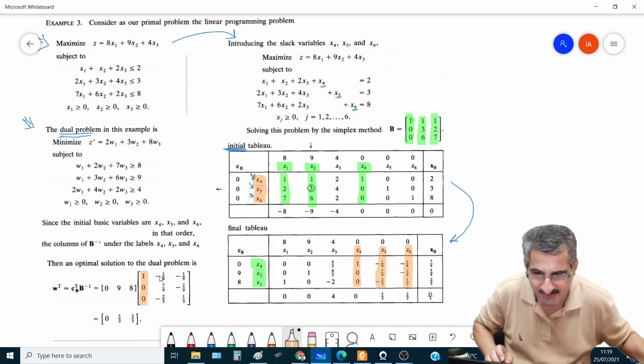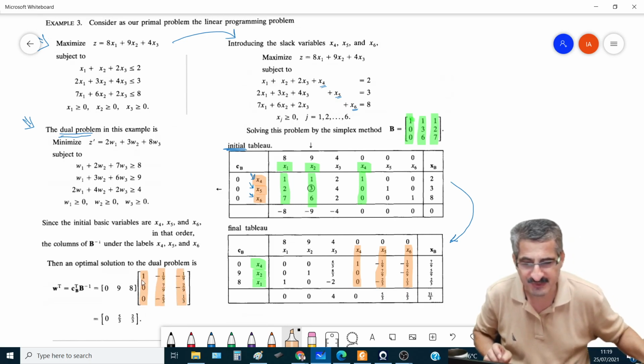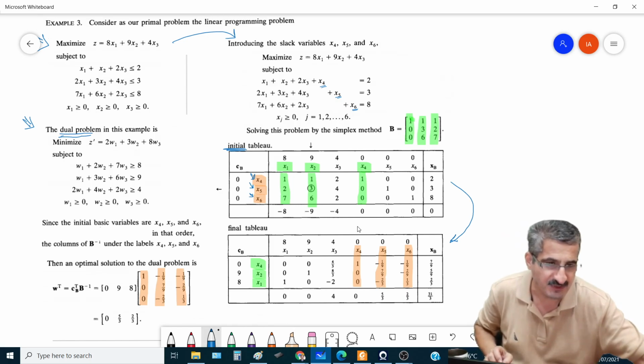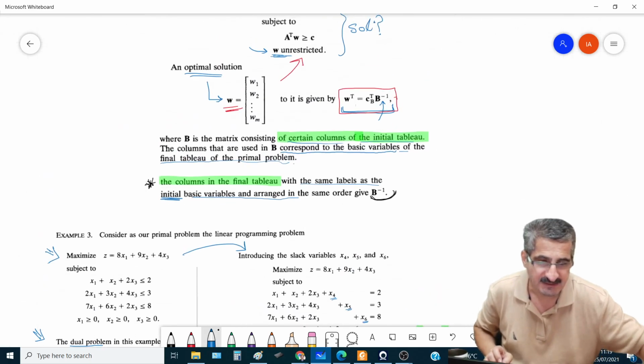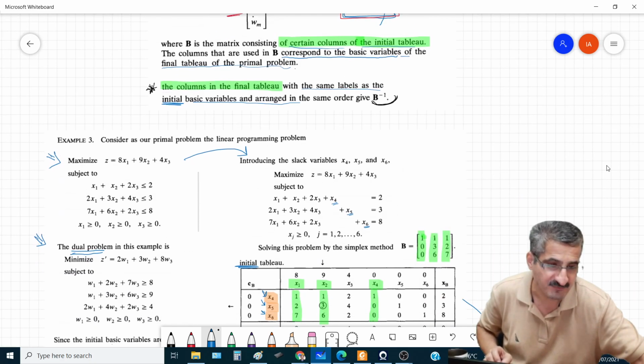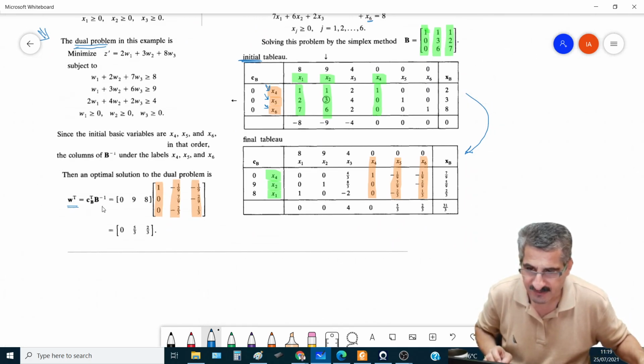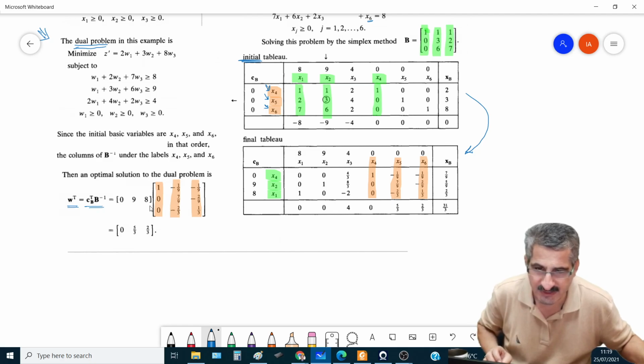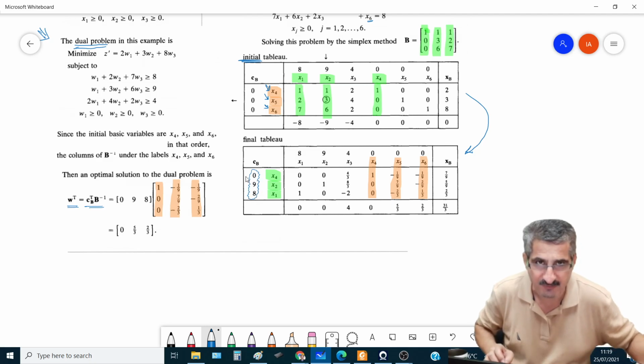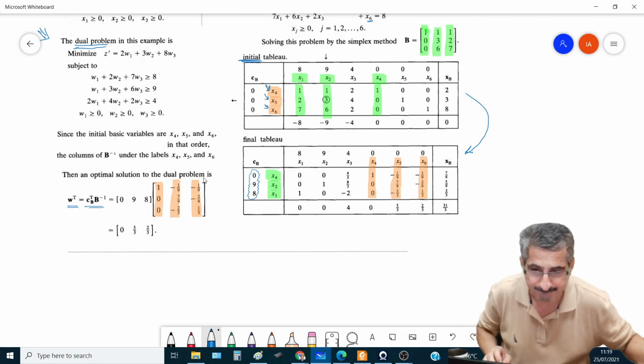This is much easier. So we want the one in orange. Then we get the inverse. And now, as we learned here, we can compute W transpose. Here W transpose is CB transpose, which is 0, 9, 8. CB is the very last column of the very last table. Multiply them and then we're done.